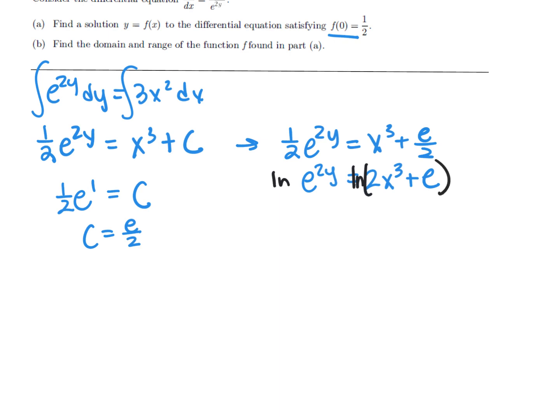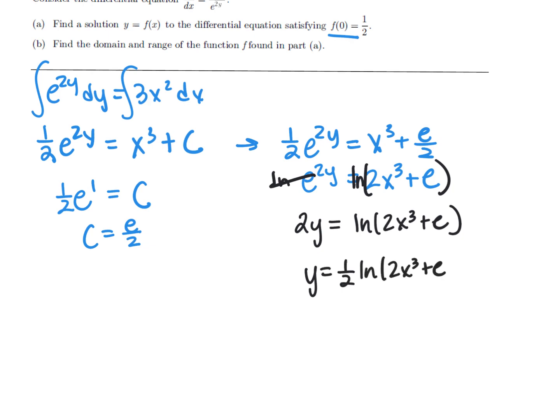A lot of our logarithm rules and our exponential rules are coming in. So these will go away, and you'll have 2y is equal to ln of 2x cubed plus e. And then divide by 2. And you get y is equal to 1/2 ln of 2x cubed plus e. If you did it the other way, if you actually did try to solve for y first and then find c, you should end up with the same answer. Sometimes your c's might be different if you have a different constant throughout the problem, right?